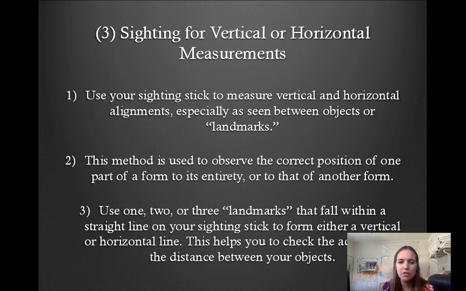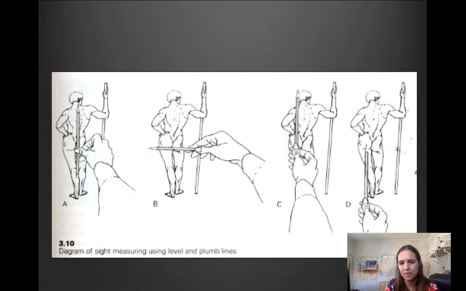Use 1, 2, or 3 landmarks that fall within a sight line on your sighting stick to form either a vertical or horizontal line. This helps to check the accuracy of the distance between your objects. Okay, let's look at what this looks like. So you have 2 ways to do this. You have a horizontal and vertical.